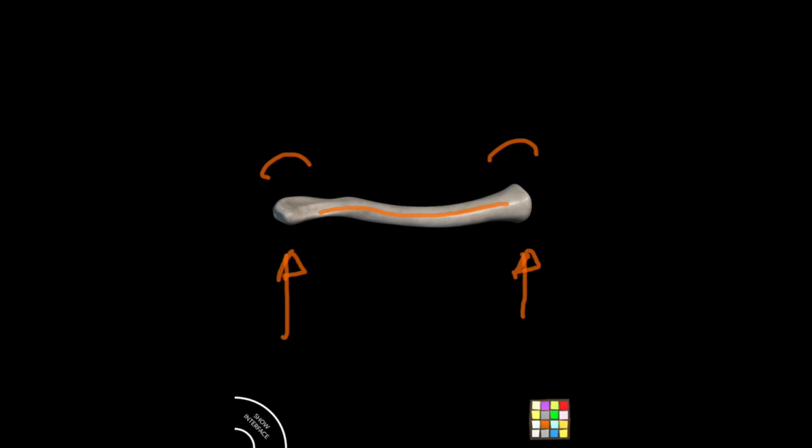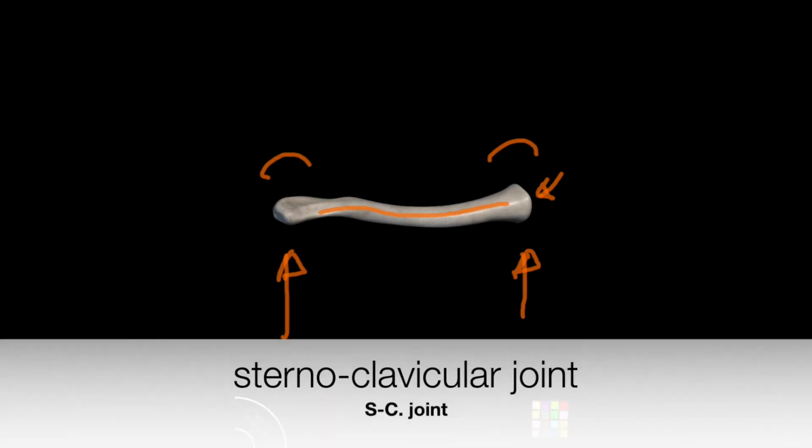The sternal end is bulbous in appearance and carries the articular surface for the sternum. We're not quite seeing that here because it points a little posteriorly, but that articular surface forms the sterno-clavicular joint as it attaches to the sternum, or the SC joint.